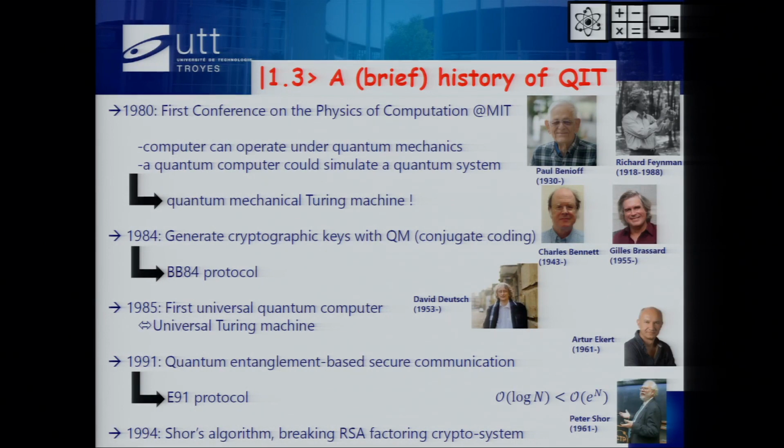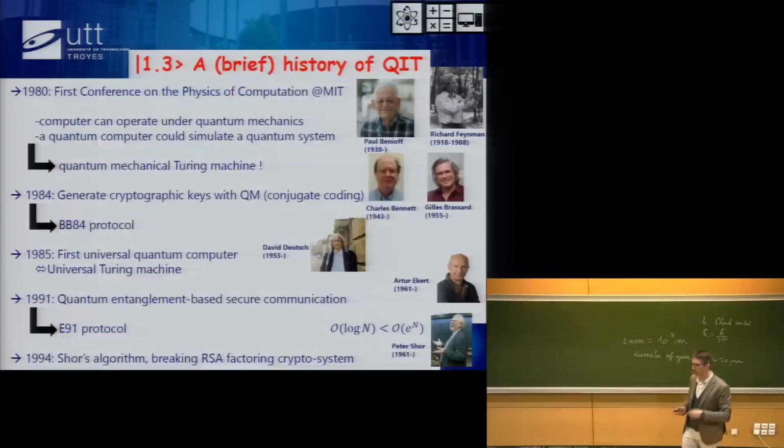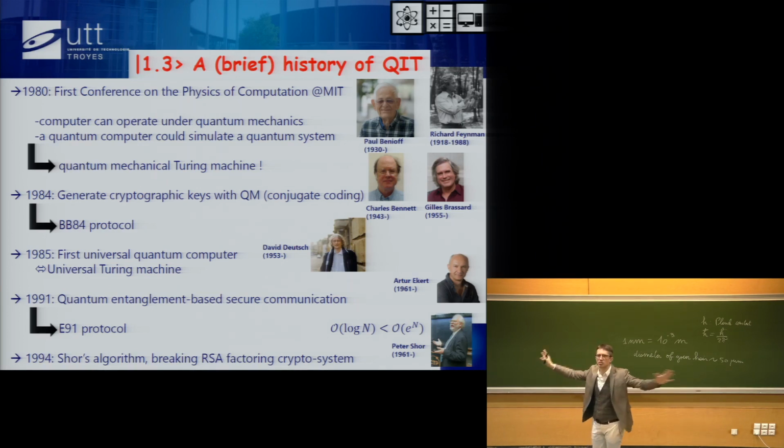The first one perhaps was in 1980, which was the first conference on the physics of computation, which of course was held at MIT. And there were a lot of bright people, and two of them came with some ideas. The first one was Paul Benioff, and the second was the famous physicist Richard Feynman. These two, as well as some others, started to question the physics of computation. And of course, if you start to question physics, then usually it always comes down to, what about quantum mechanics? How does it come into play?